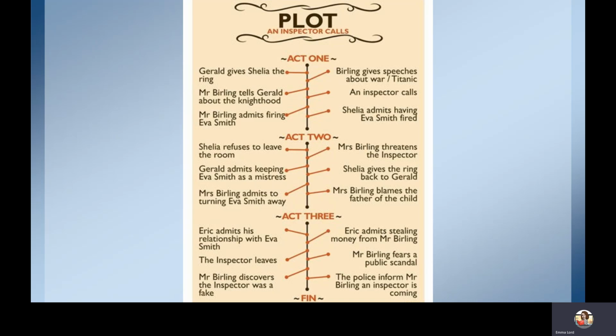And then the kind of cliffhanger at the end of Act 1 is when Gerald is just about to be interrogated by the inspector, and by that point Sheila's already realised that Gerald knew Eva, but under the name of Daisy Renton.